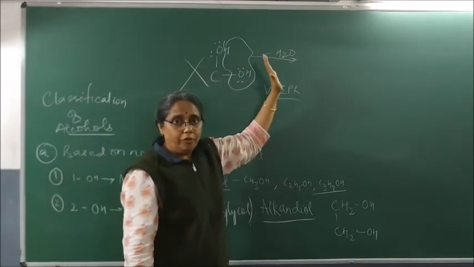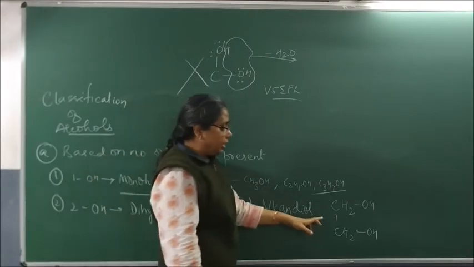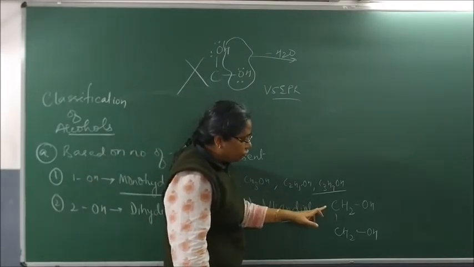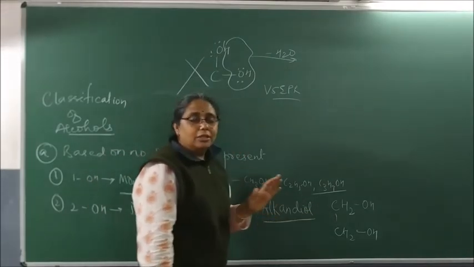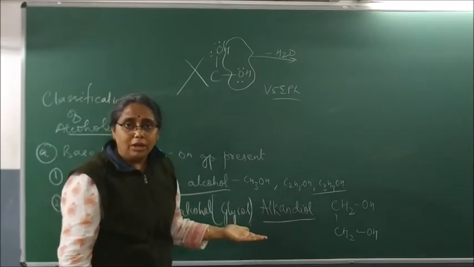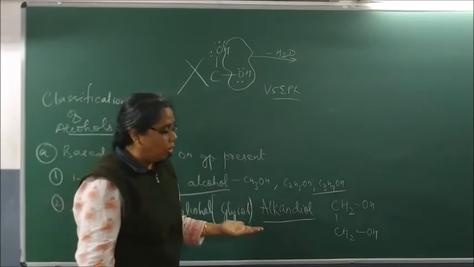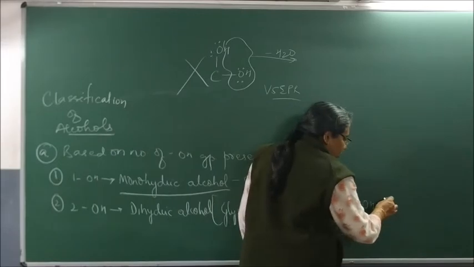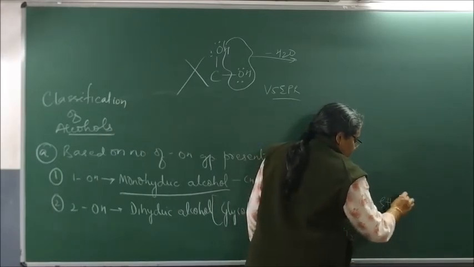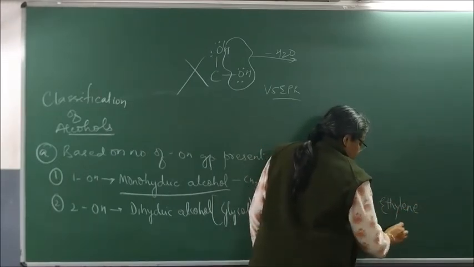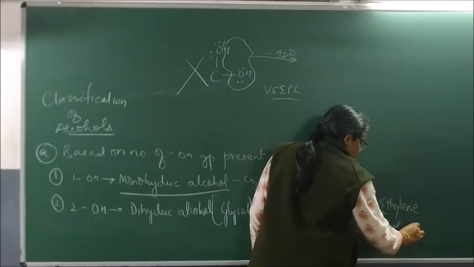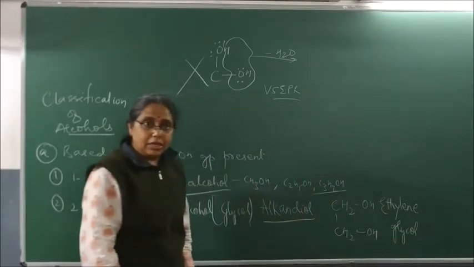If it is attached to the same carbon atom, the molecule is unstable and it loses a molecule of water. Now our example here is CH2OH, CH2OH. This is the example of a dihydric alcohol. Common name: ethylene glycol, or sold under the name glycol.